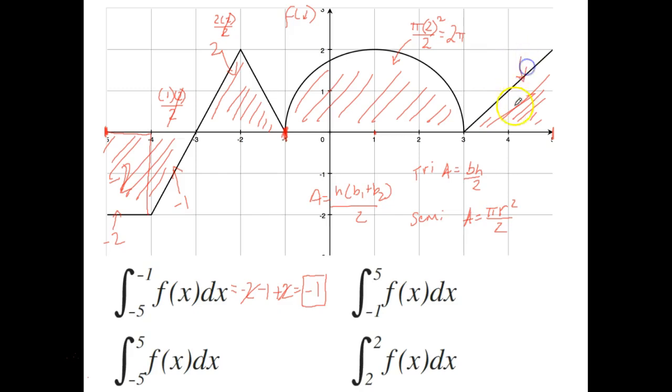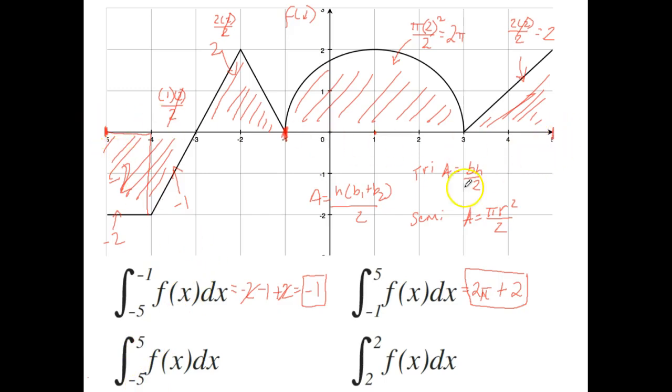And the area of this triangle right here would be base 2 times height 2 divided by 2 since it's a triangle. That's going to leave us with 2. So the area here is 2. Okay, so the area from -1 to 5 would just be 2 pi plus 2. And we can't put those together because they're not like terms, so that's our answer. 2 pi plus 2.